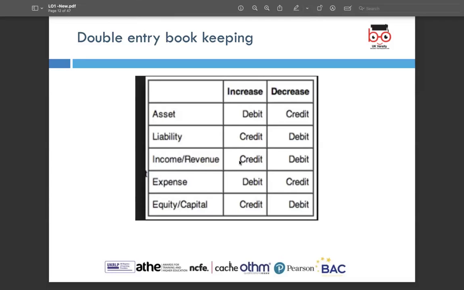Expenses increase with debit and decrease with credit. Equity or capital increases with credit and decreases with debits. When an owner invests additional funds, increasing equity, it's recorded as a credit. So by applying these principles consistently, businesses maintain accurate financial records that support informed decision-making, financial reporting, and compliance with accounting standards. Any questions so far, if anyone is there?